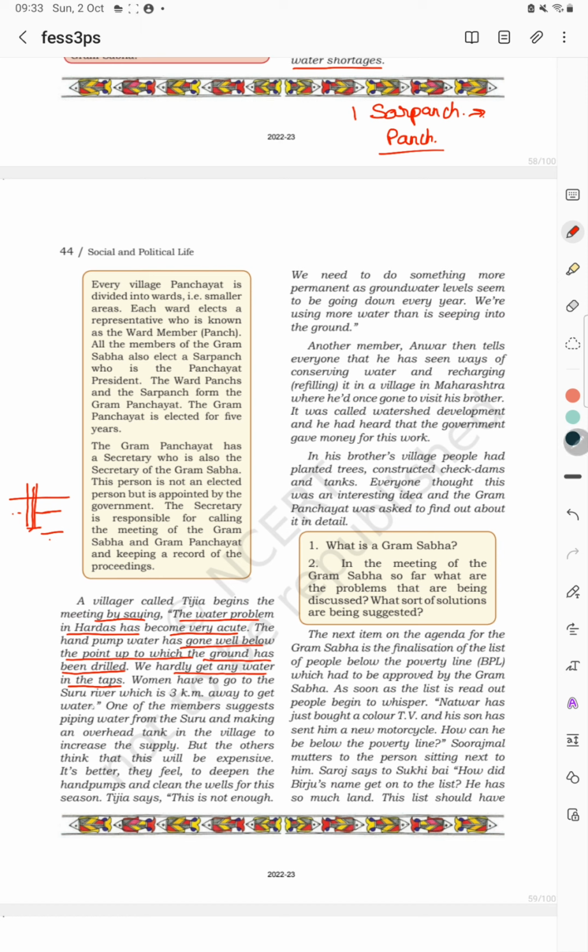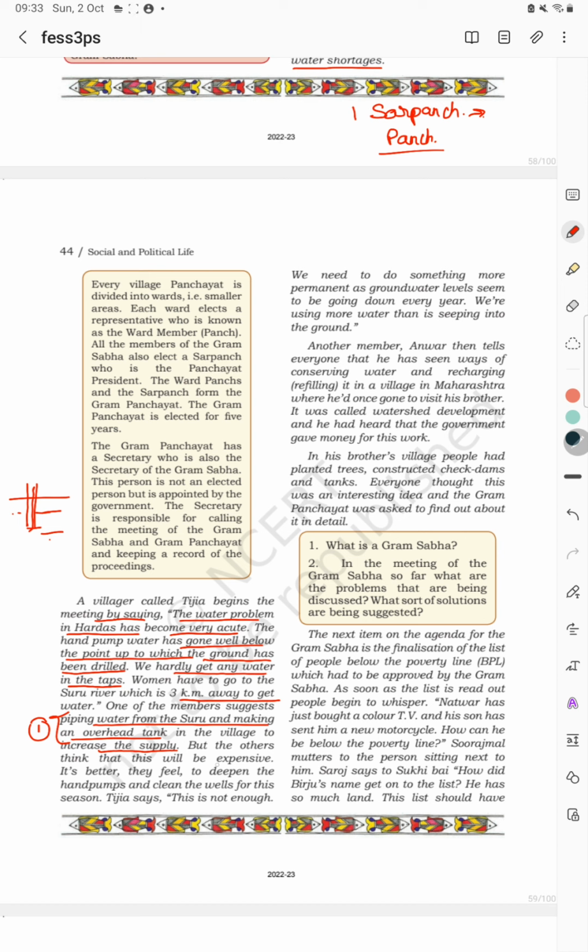So women have to go to Suru river, which is 3 kilometers away, to get water. One of the members suggested piping water from the Suru and making an overhead tank. So this is option 1, that you make a piping network from Suru river to the overhead tank in the village. So that will increase the water supply.